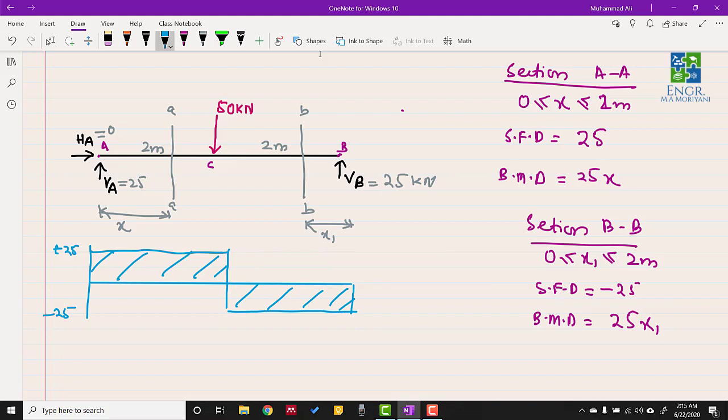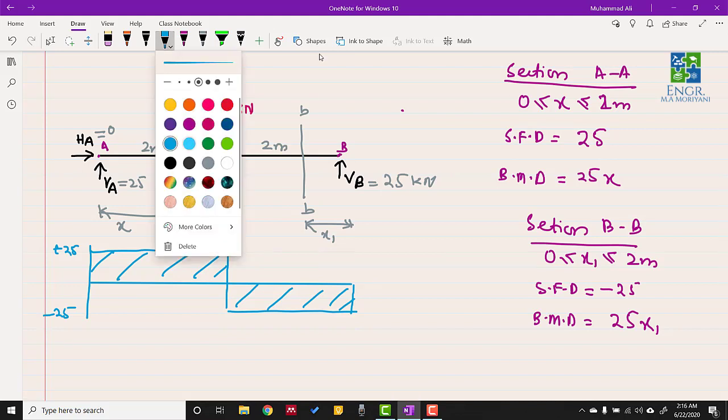And as you can see, from A to C we have the positive shear force of 25 kilonewton, and then from the portion C to B we have the negative shear force of magnitude minus 25 kilonewton. In a similar way, we can also draw the bending moment diagram for this case.